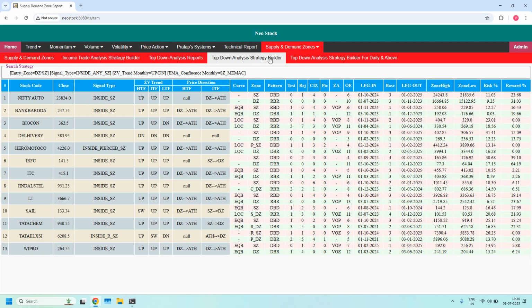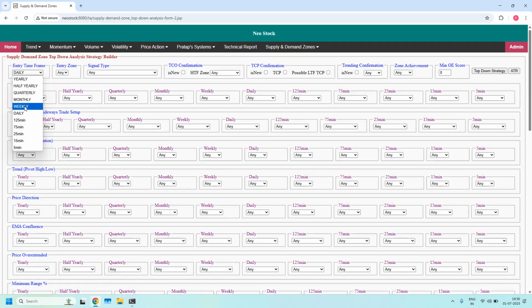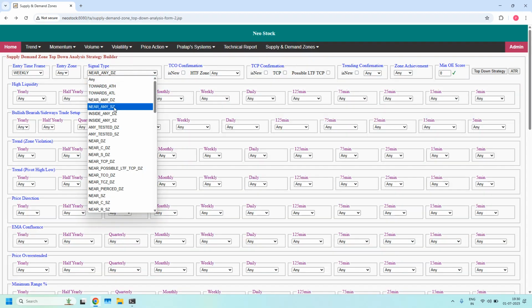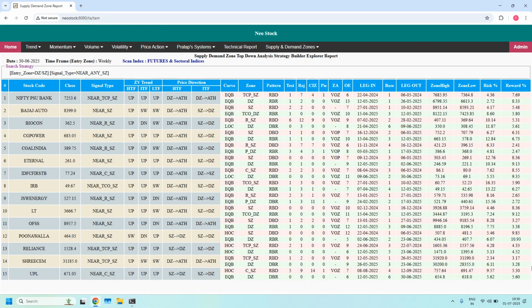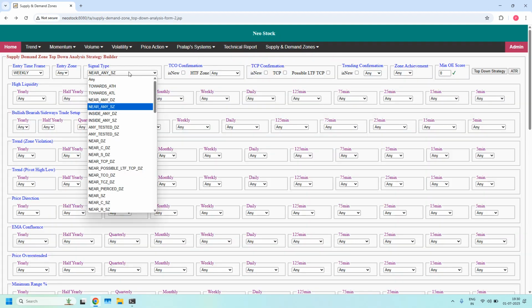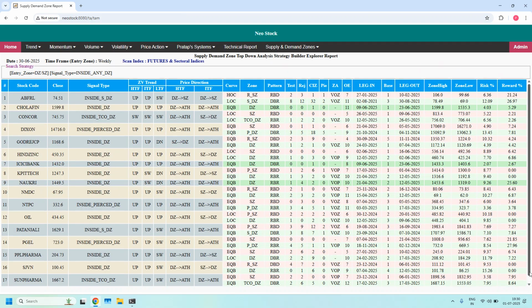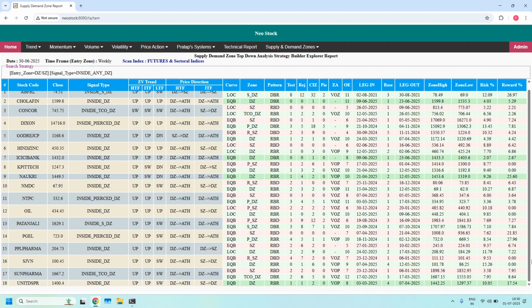Okay, next time frame is weekly. Stocks near to the weekly demand zone. We got 11 stocks. Next, stocks near to the weekly supply zone. We got 15 stocks. Next, price closed inside the weekly demand zone. We got 18 stocks, first 17 in the list. Scrolling the list down. Totally 18 stocks are filtered.